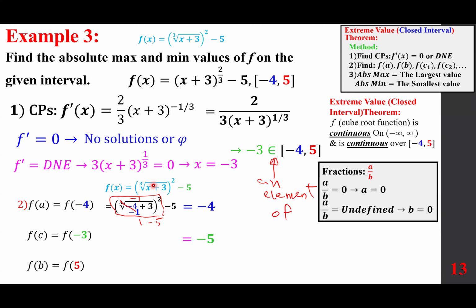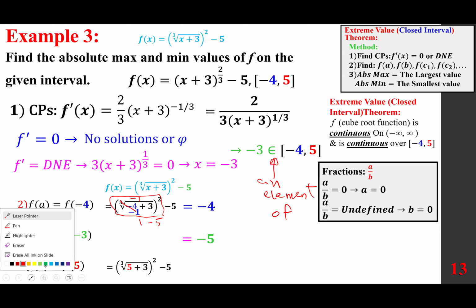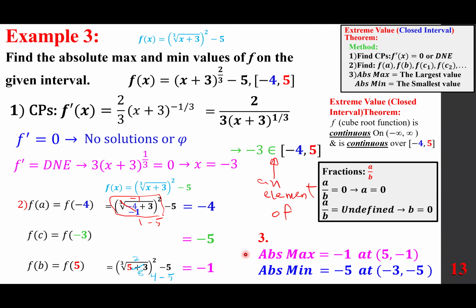Let's plug in 5. 5 and 3 is 8. Cube root is 2. Square it, you get 4. Minus 5 is negative 1. They're all negative. So the largest value is this. Absolute maximum equals the largest value, negative 1, at this pair. Absolute minimum is the smallest value, negative 5, at this pair. So we do the writing in the same fashion.